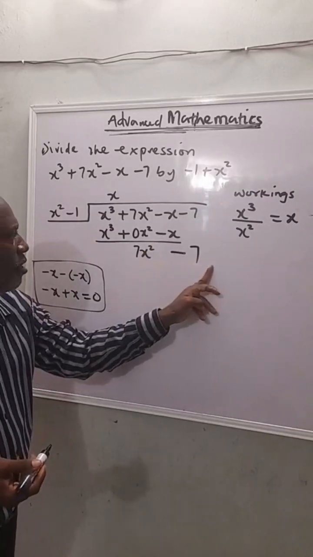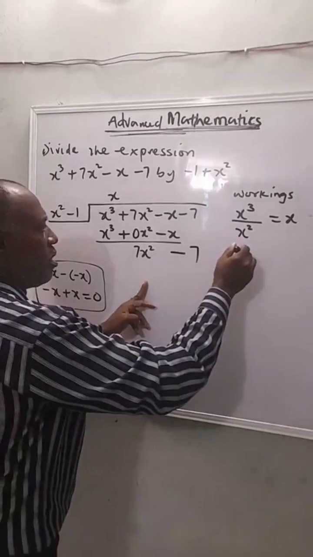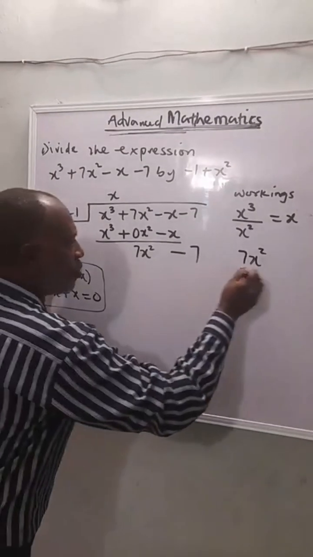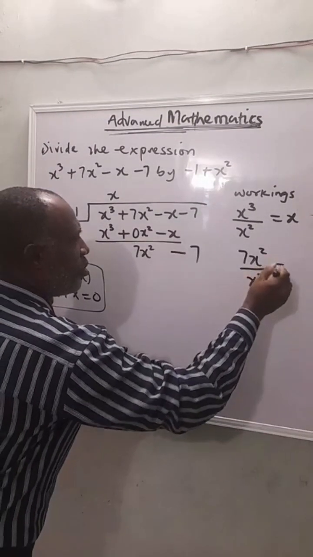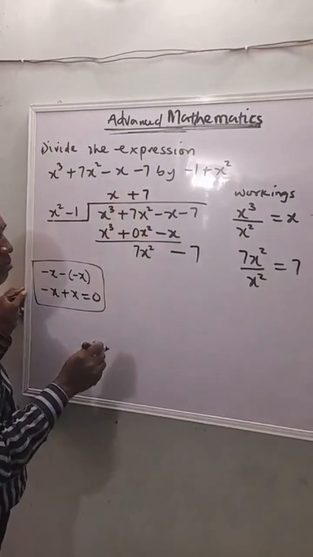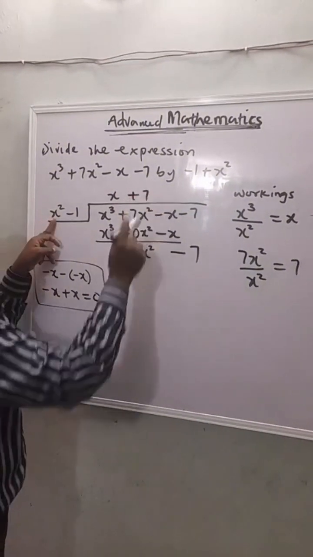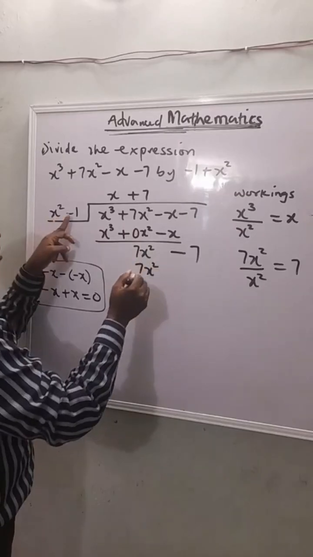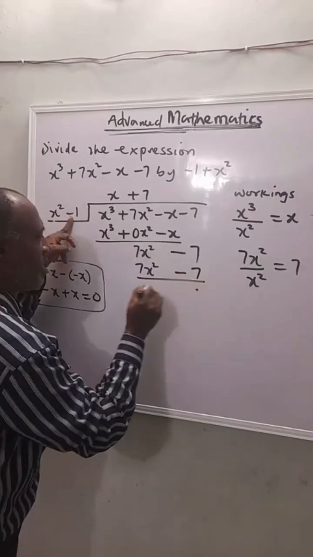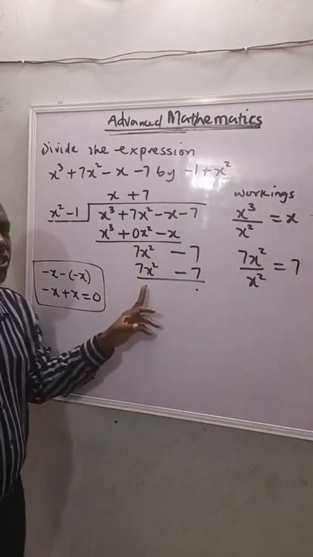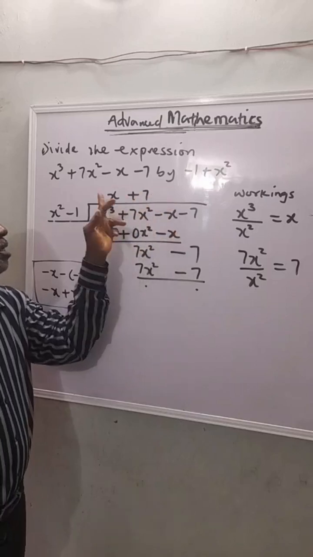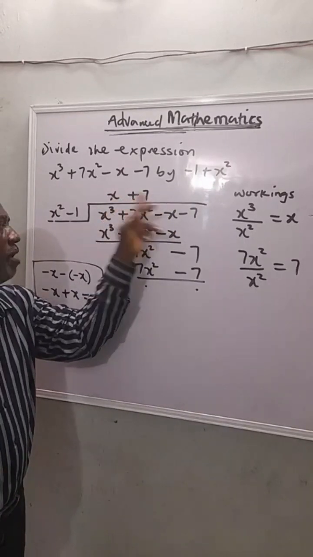So the highest power for this 7x squared minus 7 is 7x squared. That's the algebra that is higher. But the divisor is still the same. When you divide, you have 7. And that 7 is plus 7. We'll put plus 7 here. So 7 times x squared will be 7x squared. And plus 7 times minus 1 will be minus 7. And when you subtract, it's 0, which simply means it has no remainder. Our quotient, the solution to this problem, is x plus 7.